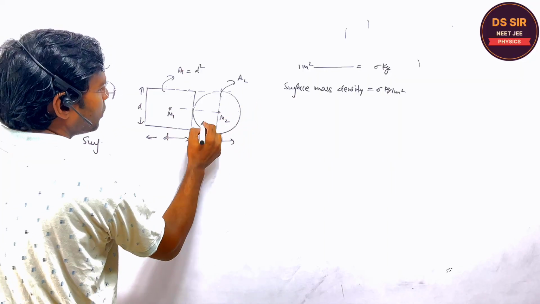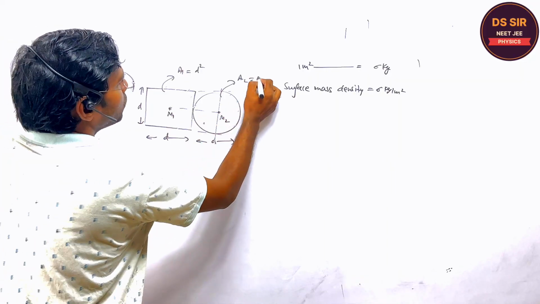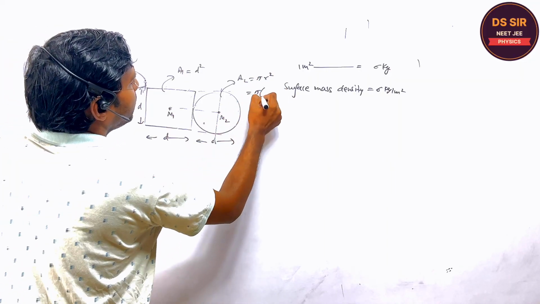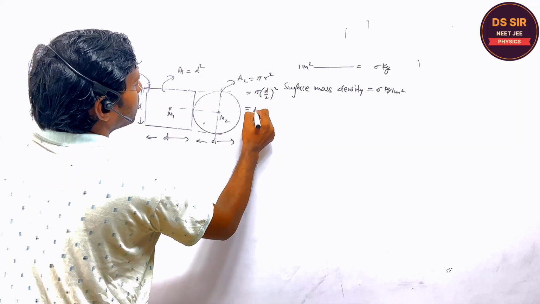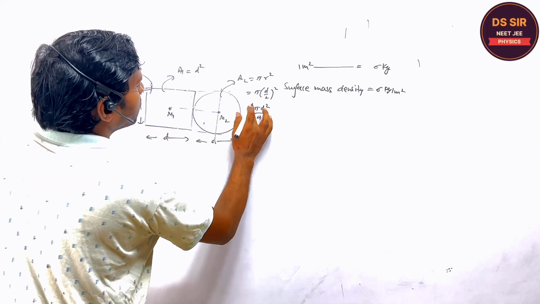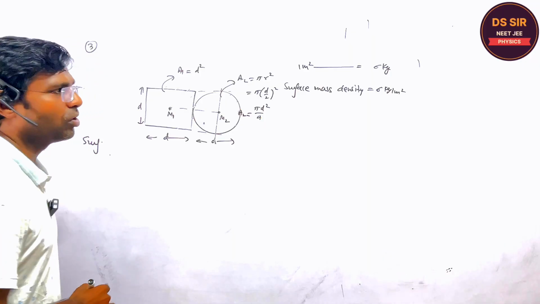If this is d, what is the radius? d by 2. Area is pi r square, and the radius is d by 2, whole square. So this is pi d square by 4, the area. Is it clear or not?